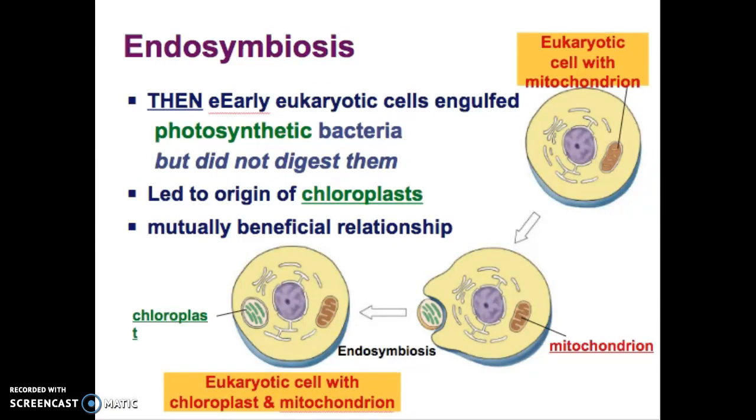We also see this with photosynthetic bacteria. So once you have this early eukaryotic cell with a mitochondria, it may have engulfed a photosynthetic bacteria as well. And by not digesting it, it was able to actually harness the energy from the sun and create a mutually beneficial relationship, leading to the origin of chloroplasts.